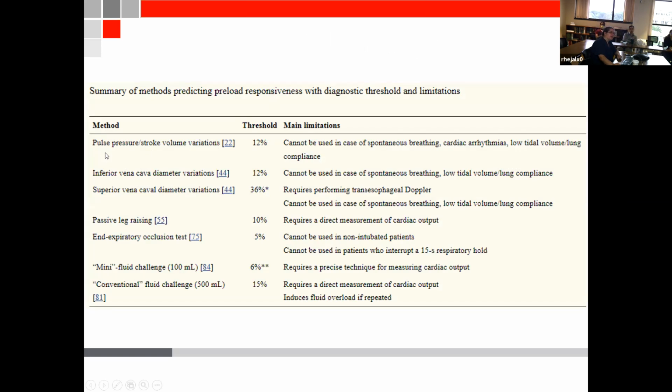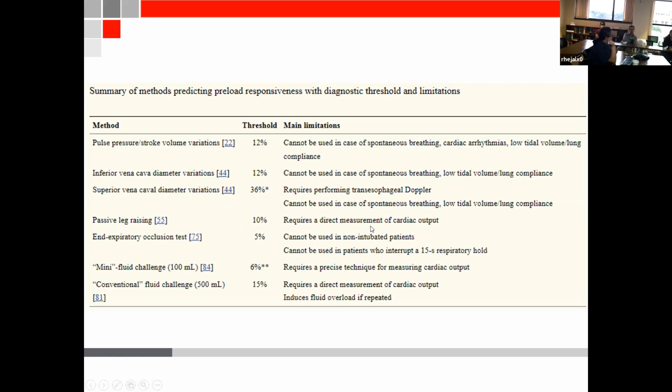Looking at stroke volume and pulse pressure, they realized 12% is a good number. Anywhere above 10, just consider it positive. I'll talk about inferior vena cava diameter variation later on. We don't do this because it's not easy to get the superior vena cava often, but if you were to use transesophageal echo, it's probably more accurate than inferior vena cava. 10% for passive leg raising, and the way they tested it as a requirement to measure cardiac output.